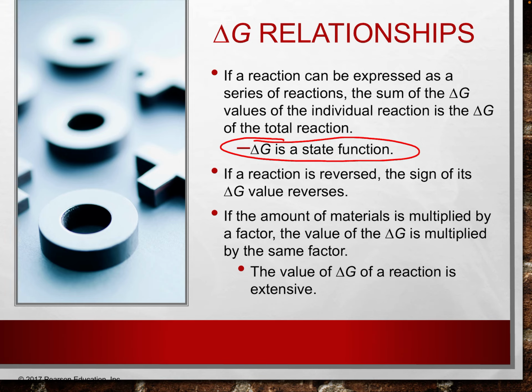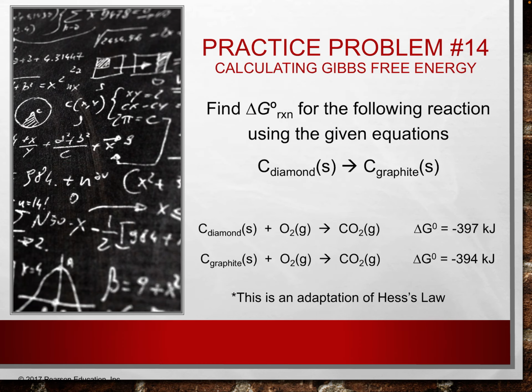So that makes sense. If we multiply our equation by a number, then we need to make sure to multiply delta G by that same value because delta G is an extensive value. It matters how much of it you have. So if we multiply all of our reactants by a number, say we multiply everything by 2, then we're also going to multiply delta G by 2. So let's go ahead and look at a problem.